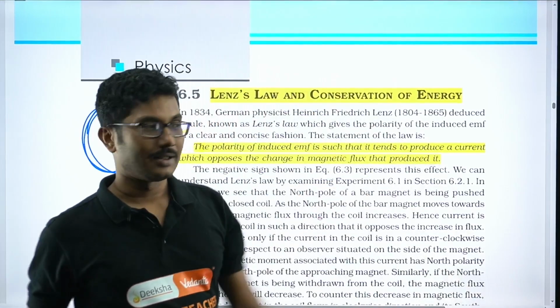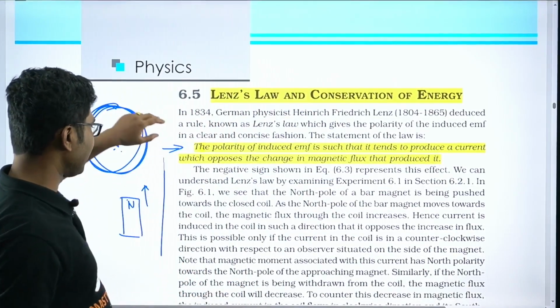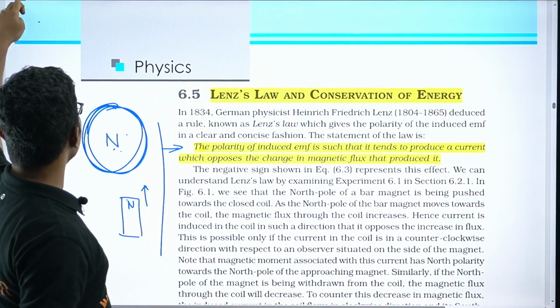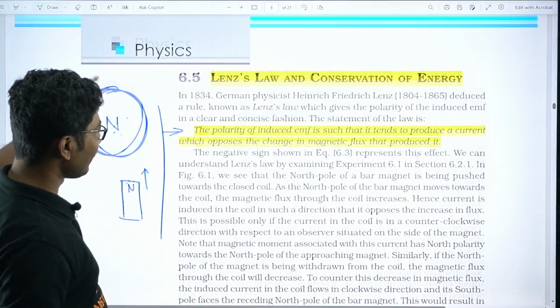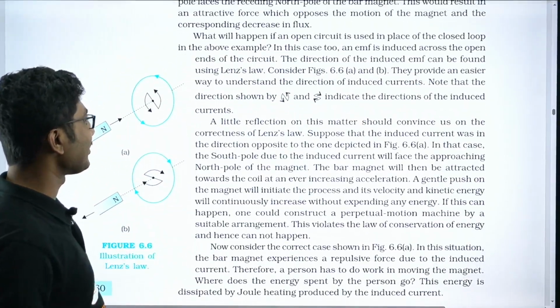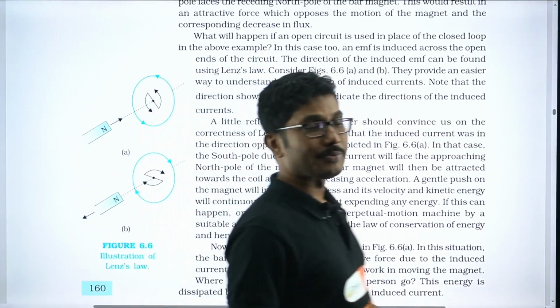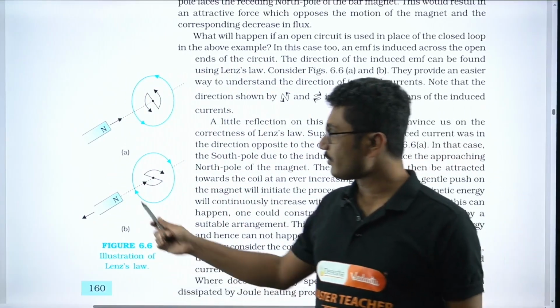It holds on to the conservation of energy. If Lenz's law was not there, then conservation of energy would have been violated. But it is not possible to violate conservation of energy. So they have given this example.